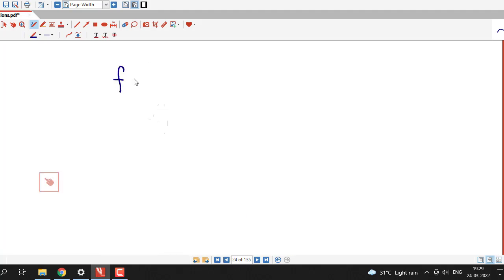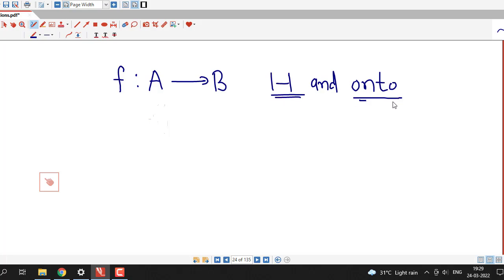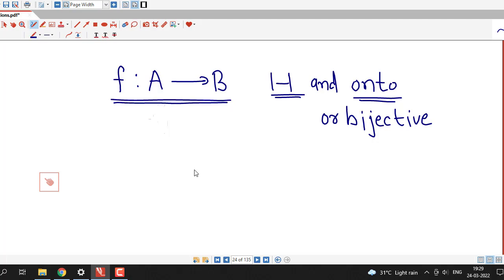Suppose I consider a function from set A to set B which is 1-1 as well as onto. For the inverse of a function, our function must be 1-1 and onto, or we can say that the function is bijective or a 1 to 1 correspondence. So suppose f is a function from A to B which is bijective, then the inverse of the function is denoted by f inverse and it is a function from B to A.